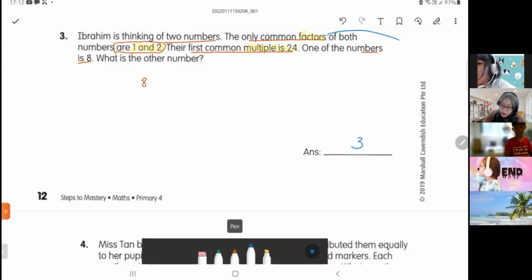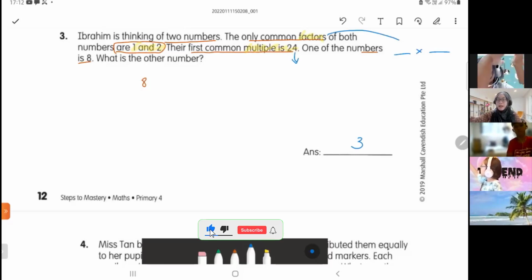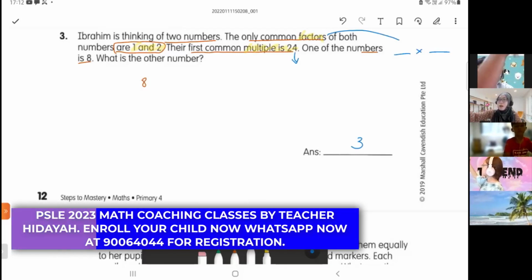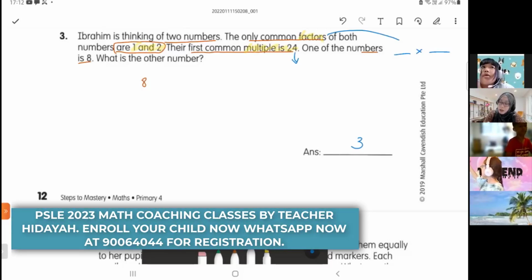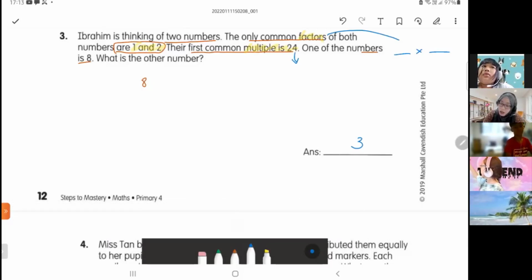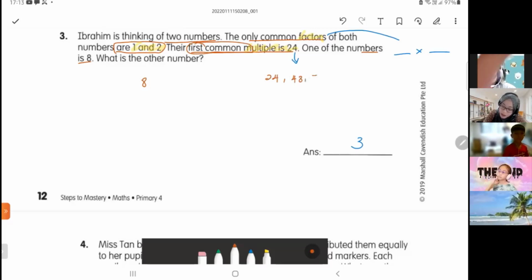Again, what are factors? What times what, right? What is a multiple? It means times table. Since one of the numbers is 8, can we do the times table of 8 first? Can, right? Multiples of 8. But before that, the first common multiple is 24. If you look at this, they say first common multiple. So I don't look at the times table of 8 then. I just use the times table of 24: 24, then 48, 72, and so on. The first one is this one.